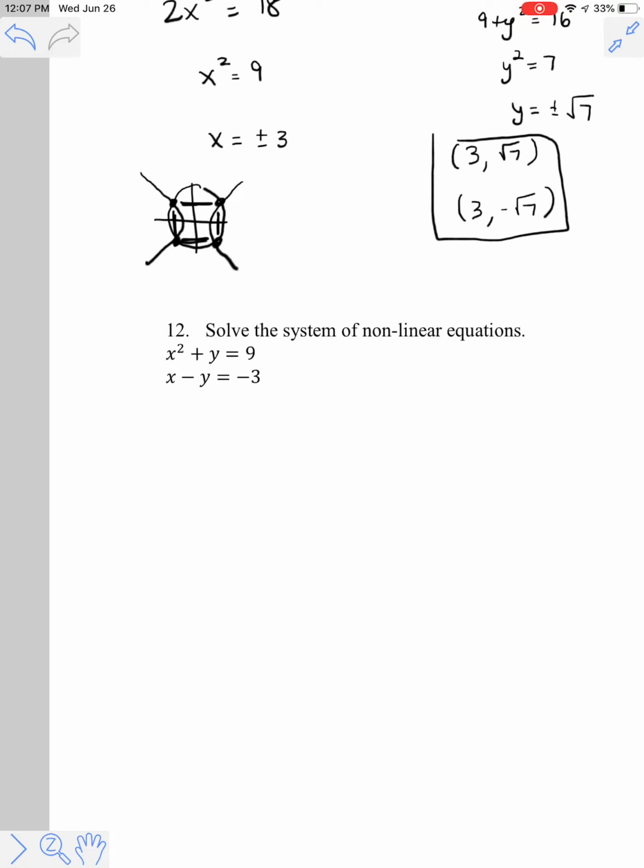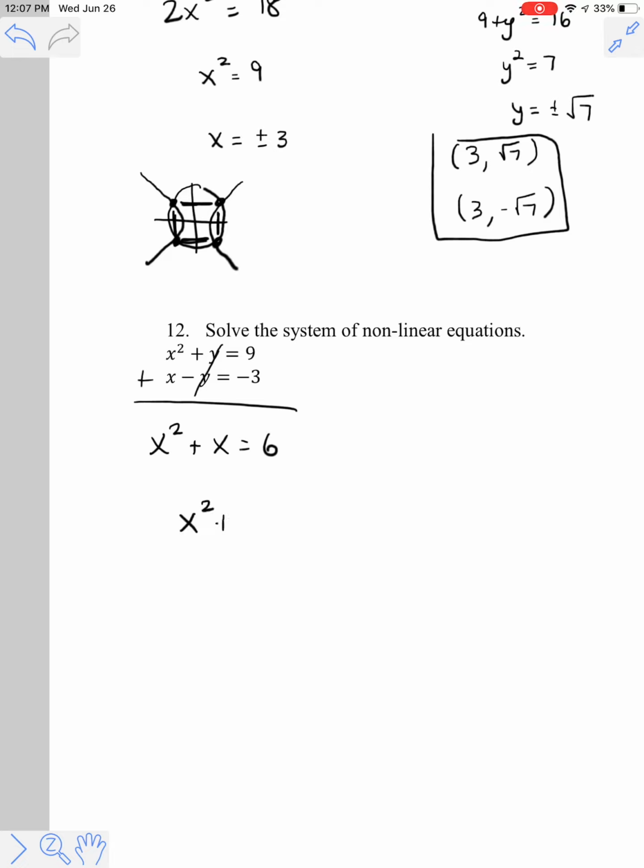For question 12, I noticed that my y variables here already have opposite coefficients, so I can add these together to cancel y. And over here I'm going to get 6, and you've got to be careful, those are not like terms, so you can't add them together to a single term. You have to write it as x squared plus x.